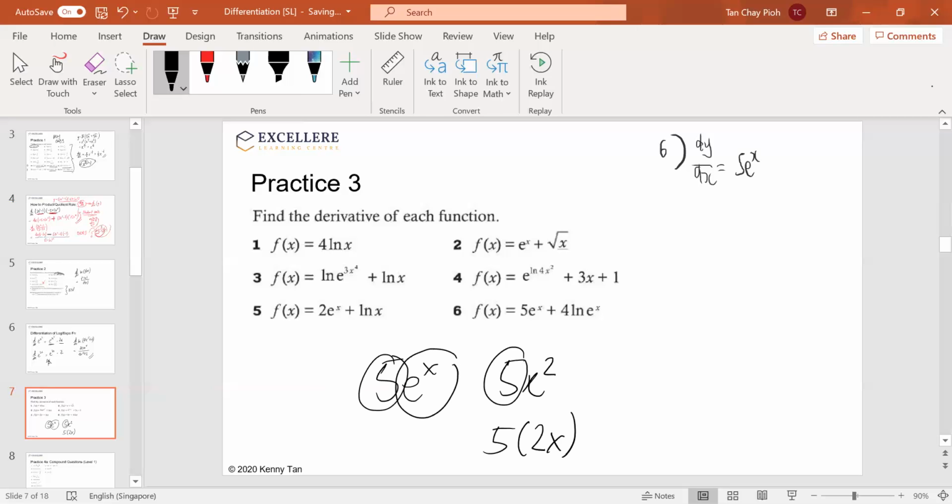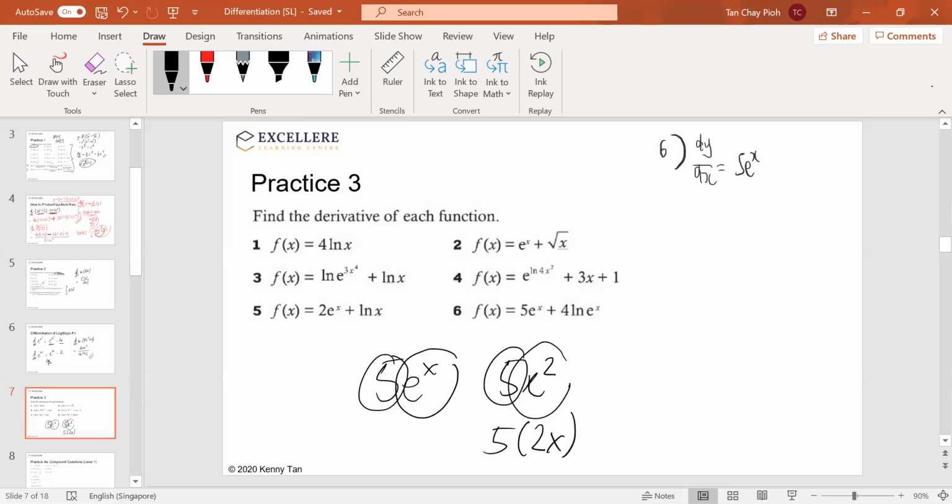So you get 5 times 2x, because I differentiate the x squared. Let's say I have 5x squared. Yeah, so you don't really touch the constant. That's the concept I'm trying to say. You don't really touch the constant.